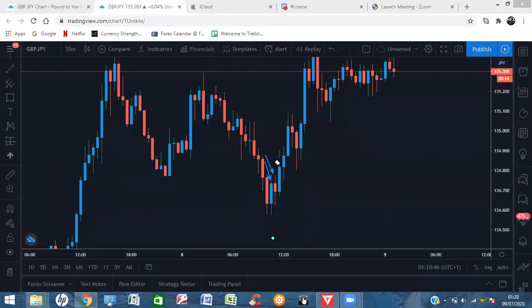Similarly, we can see this with a downtrend. So we see lower high, lower high, lower high, lower high, lower low, lower low, lower low, and lower low. So these are the short-term trends.